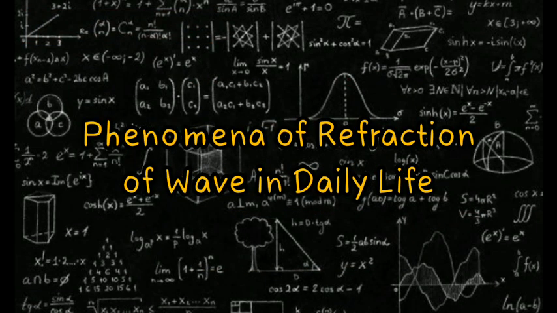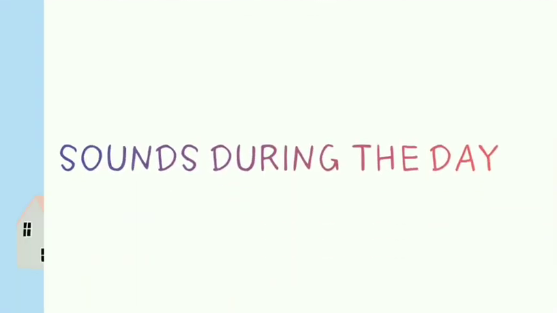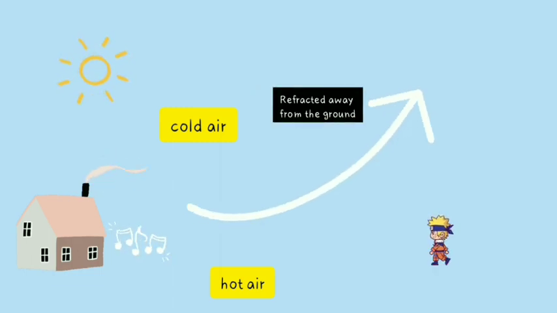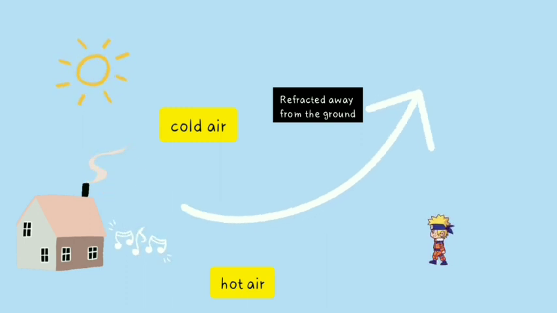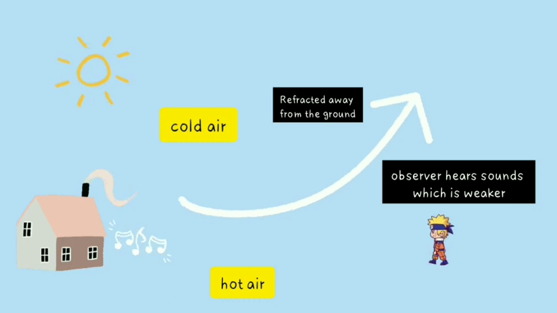Phenomena of refraction of wave in daily life. Sounds during the day. During the day, air that is closer to the surface of the earth is hotter than the air above. This can cause the sound to move faster in hot air than in cold air, and the sound is refracted away from the ground. Thus, an observer cannot hear sound clearly during the daytime.